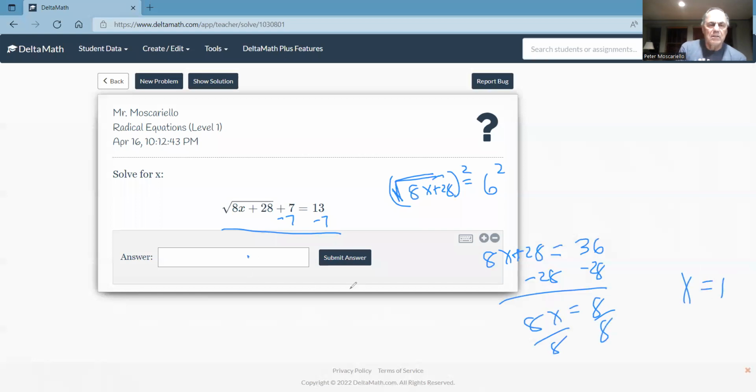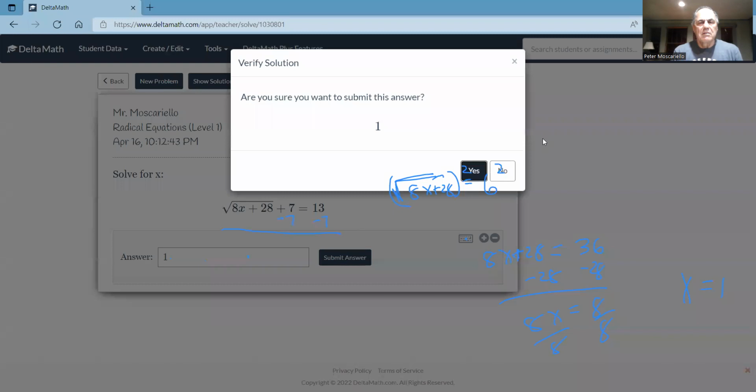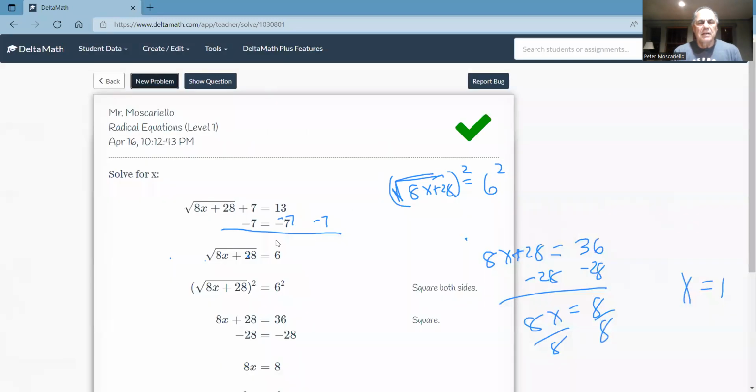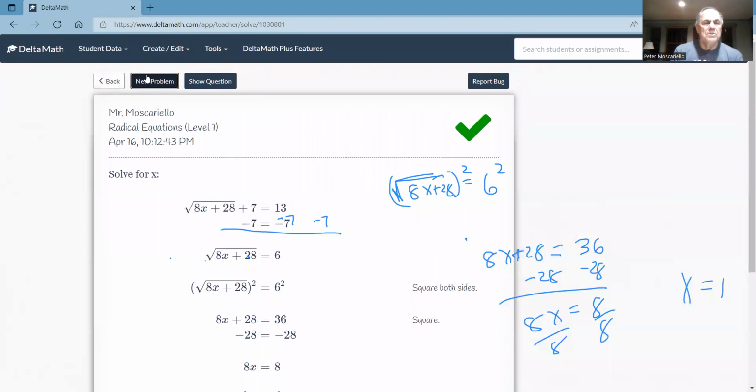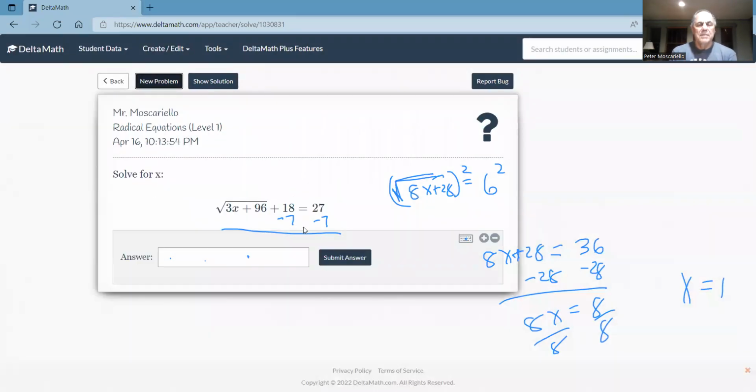Let's put it in. Oh, I can't do it that way. I have to use the mouse here. Boom. 1. Submit. They like it. Good. And they even explain how it's done. Isn't that nice? All right. So that's how you do those. New problem. Same thing, kids. They're all very much the same.